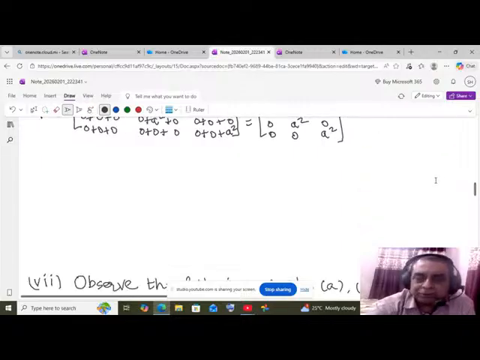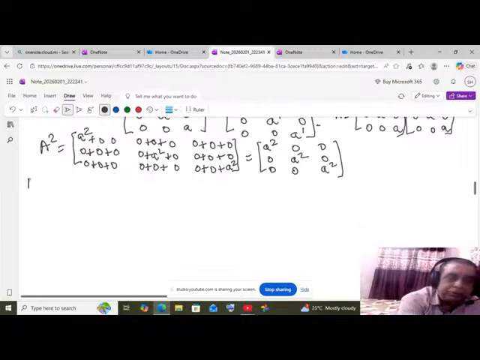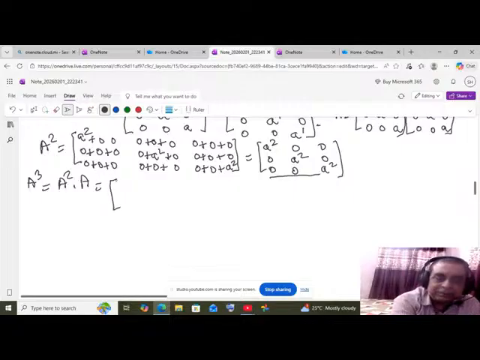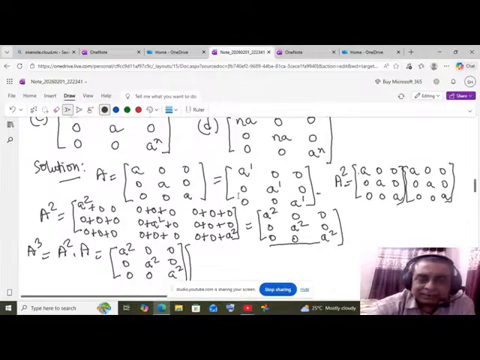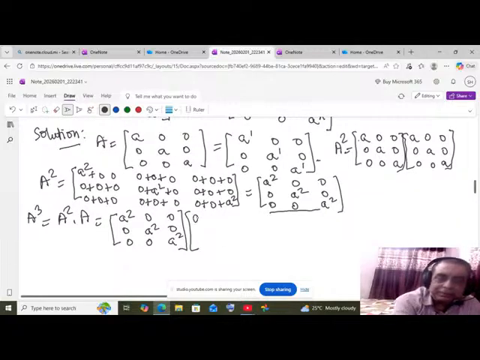Now find out the value of A cube. So A cube is what? A cube is equal to A squared times A. So this is the A squared matrix: A squared, 0, 0; 0, A squared, 0; 0, 0, A squared. Now multiply it with A. What is A? A is the given matrix: A, 0, 0; 0, A, 0; 0, 0, A.